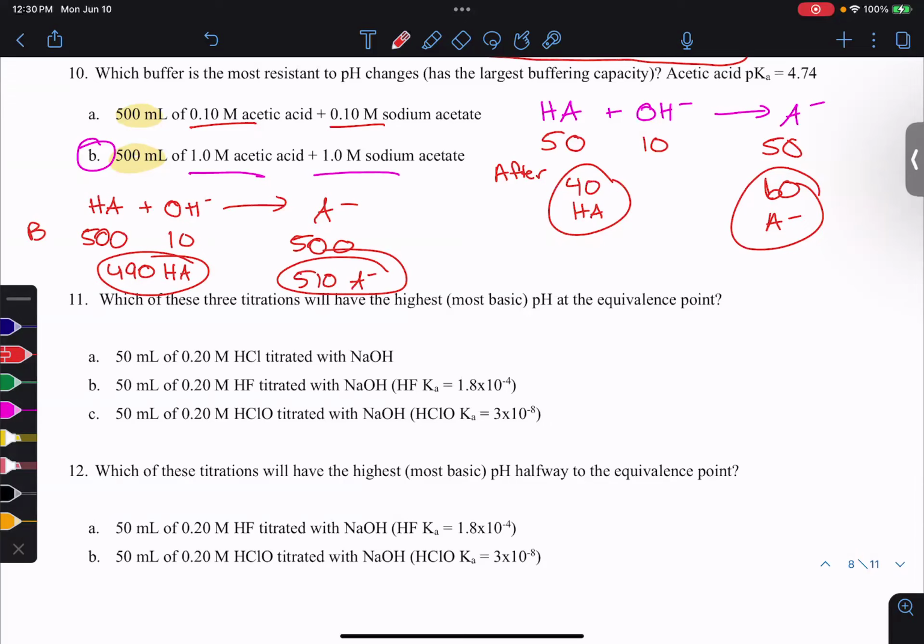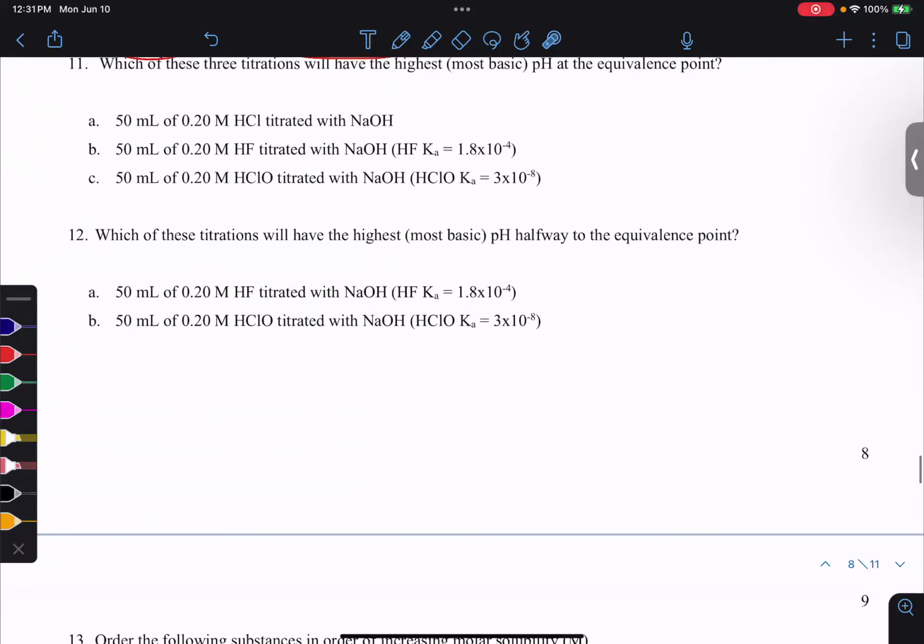So that's the idea: if you start with more moles of stuff, when you add a little bit of strong base or strong acid, the numbers in your before line are larger. So it takes more strong acid or strong base to drastically change that base to acid ratio, right? Okay, so that's buffering capacity. It has to do with either concentration, mole amounts, or even volume.